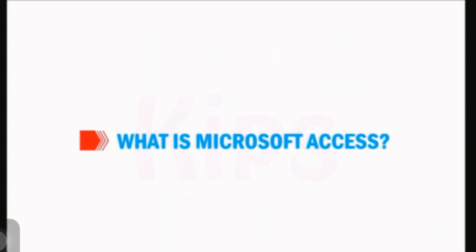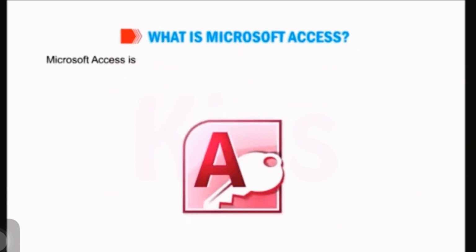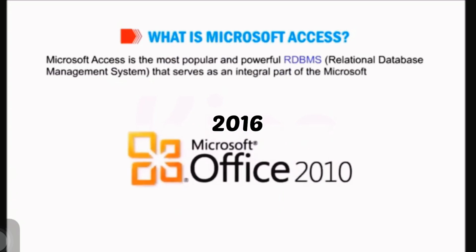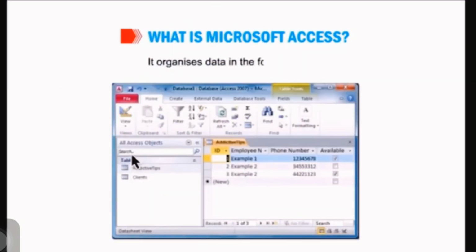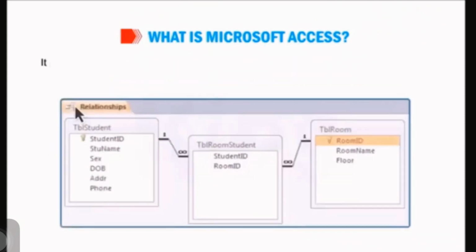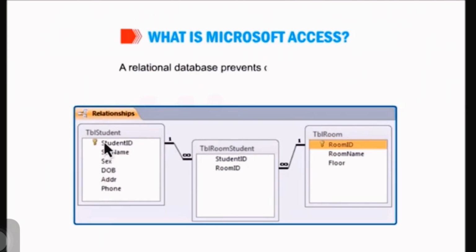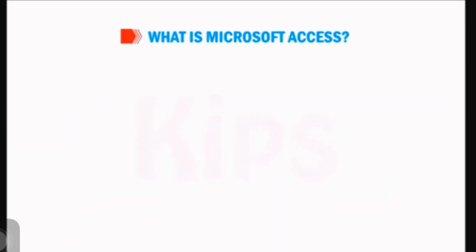Alright students, now we will learn what is Microsoft Access. Microsoft Access is the most popular and powerful RDBMS, Relational Database Management System, that serves as an integral part of the Microsoft Office suite of applications. It organizes data in the form of tables. It provides the facility to create relationships between these tables by using common fields. A relational database prevents duplication of data.